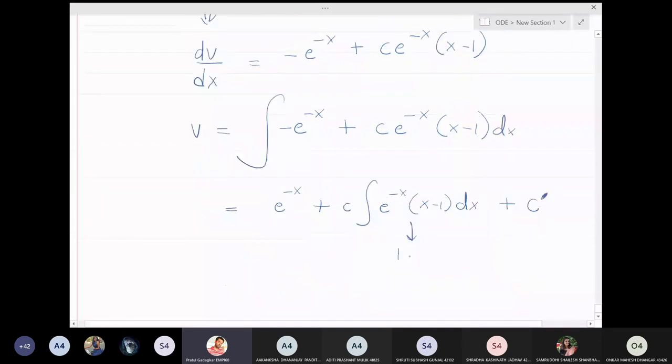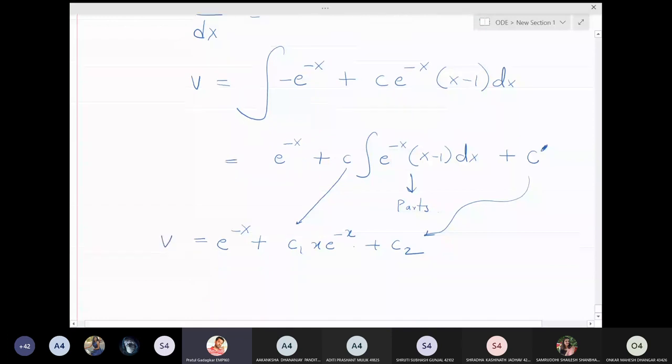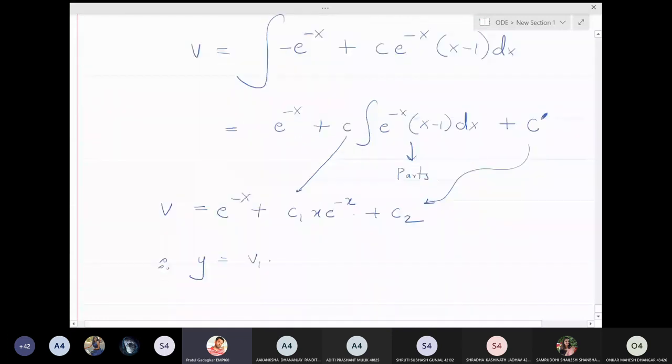And how am I going to solve this integration? I'm going to solve it by parts. When I do the integration by parts, I will get c1 x e power minus x plus c2. I'm calling this constant c1 and this constant c2. So when you simplify this, I will just get this much. So this will be my v, and therefore my y is y1 into v.